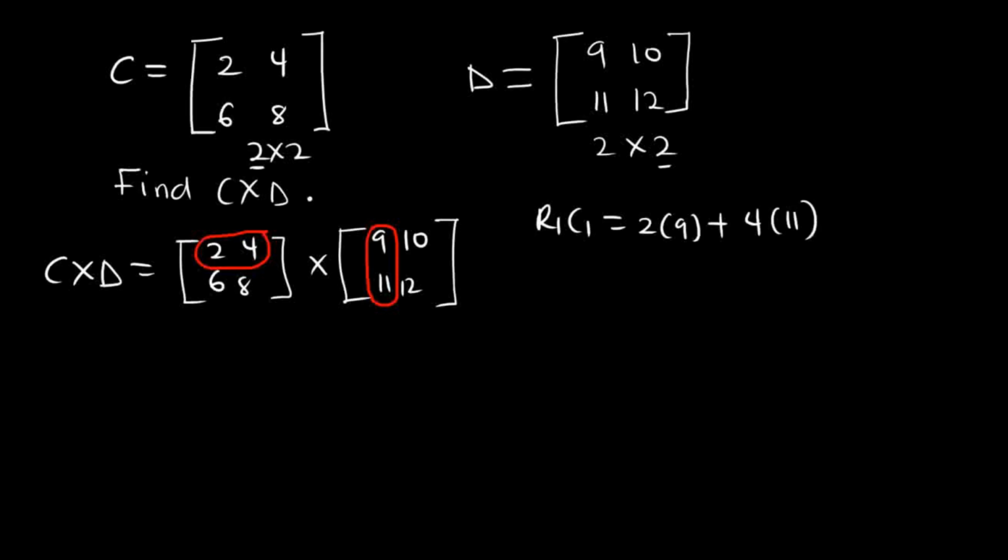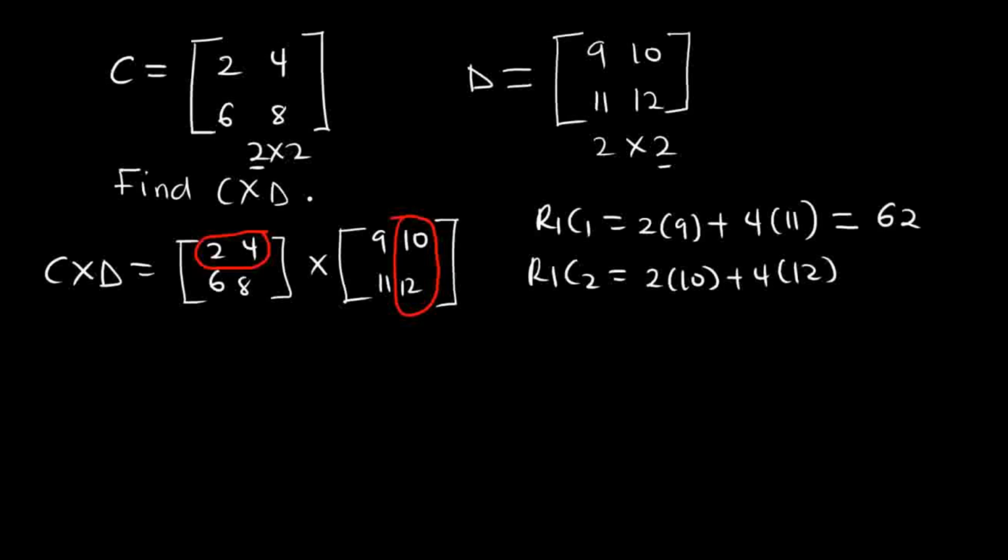Then from there, I will pick column 2 of matrix D. Okay, so I'll now pick this column here. So that will be row 1, column 2. So I will have 2 multiplying 10 plus 4 multiplying 12. Okay, let's find the value of these two. 2 times 9 plus 4 times 11, that will give me a value of 62. And then 2 times 10 plus 4 times 12, that will give me a value of 68. Okay, so let's continue.